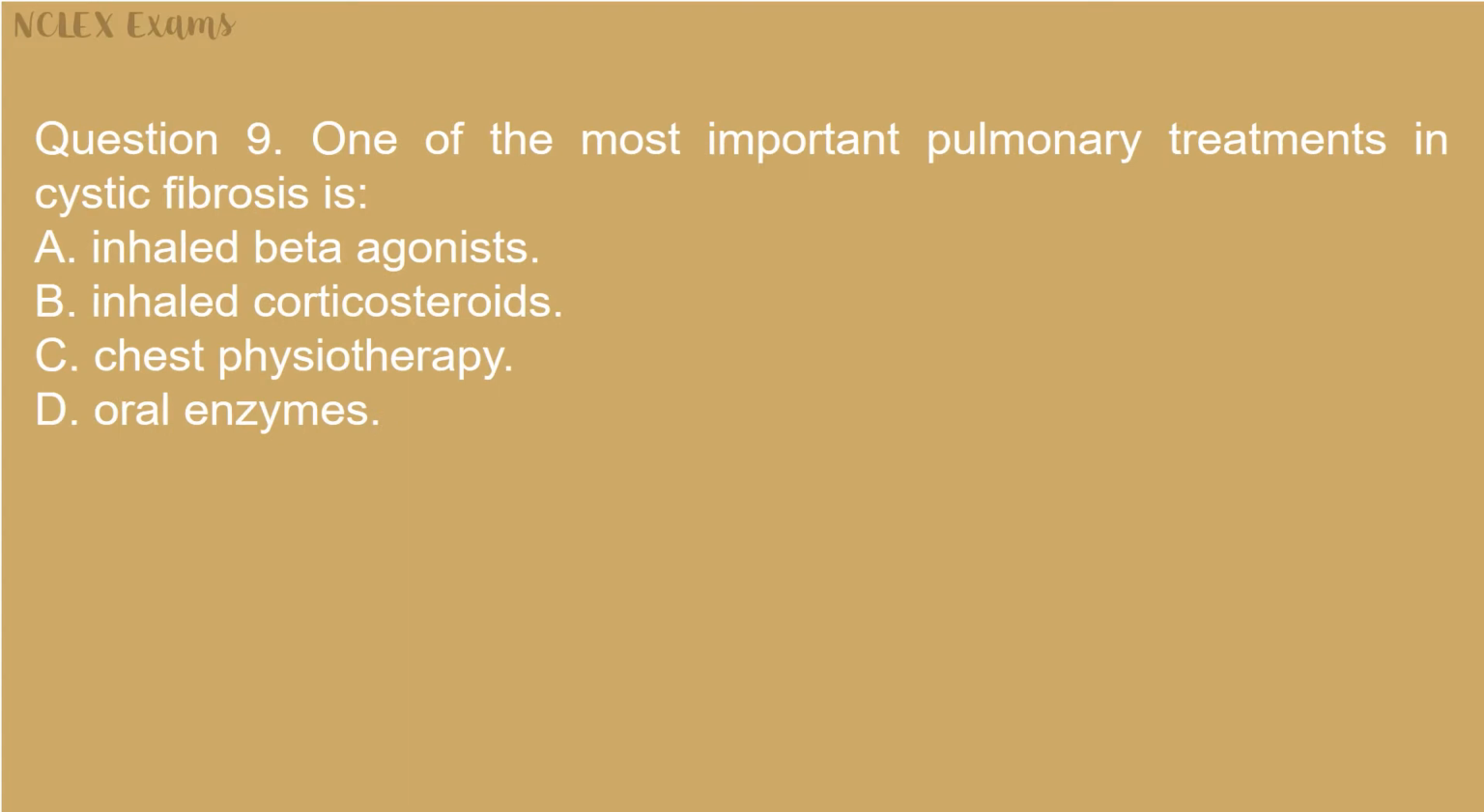Question 9. One of the most important pulmonary treatments in cystic fibrosis is: A. Inhaled beta-agonists. B. Inhaled corticosteroids. C. Chest physiotherapy. D. Oral enzymes.